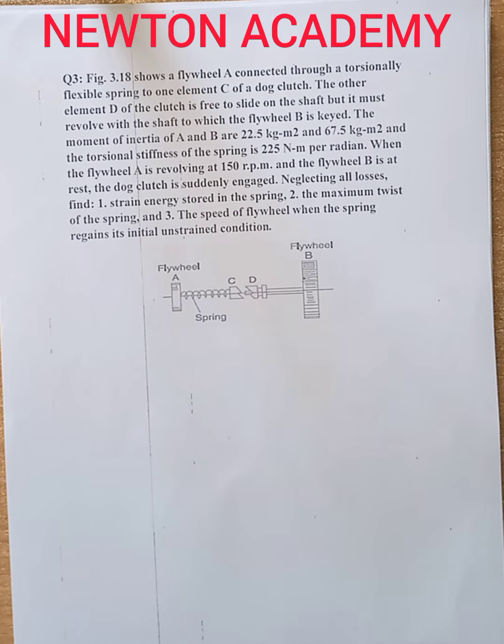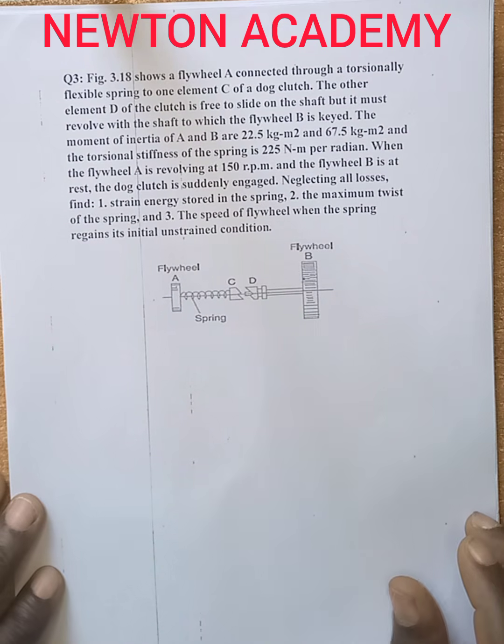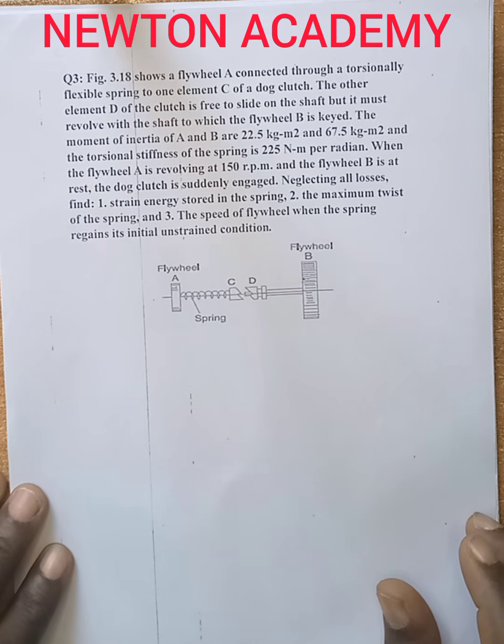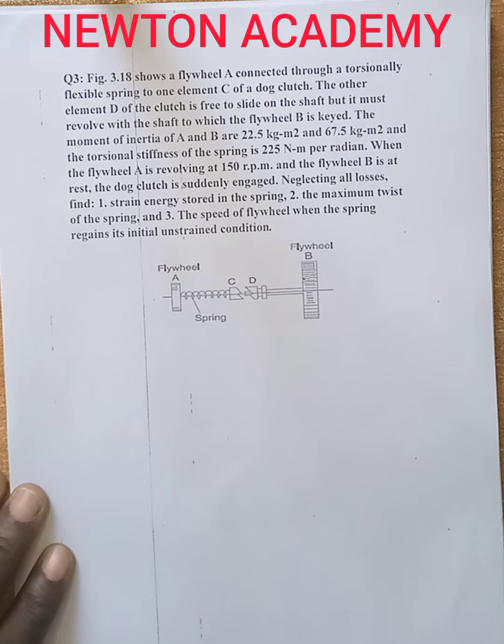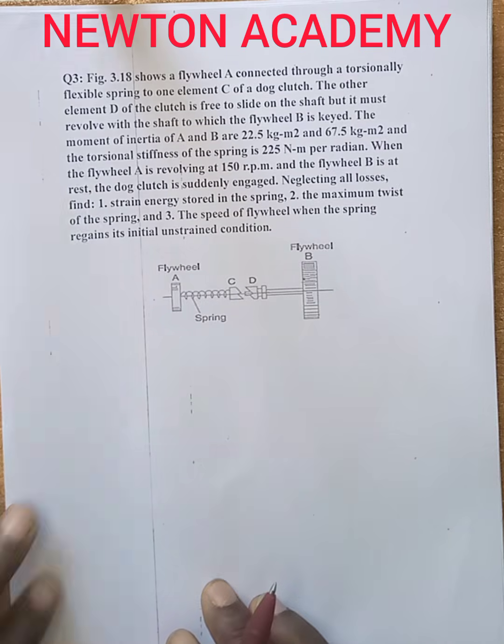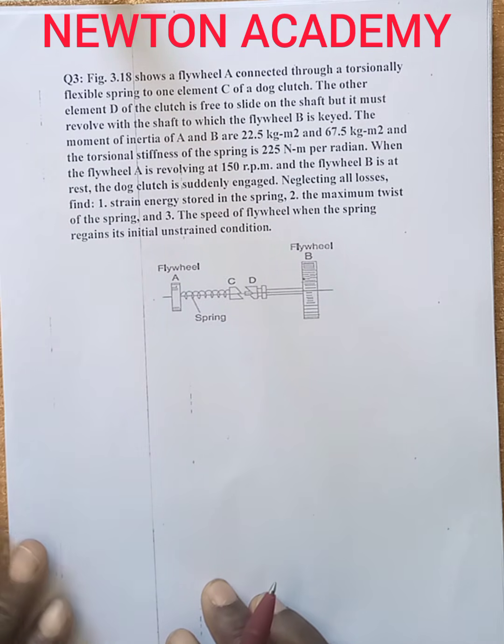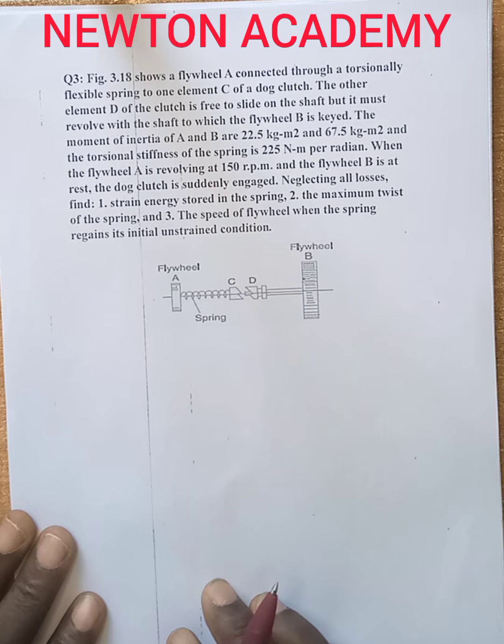Hello class, here is question 3 on collision theory. The question says, the figure below shows a flywheel A connected through a torsional flexible spring to one element C of a dog clutch. The other element D of the clutch is free to slide on the shaft, but it must revolve with the shaft to which the flywheel B is keyed.